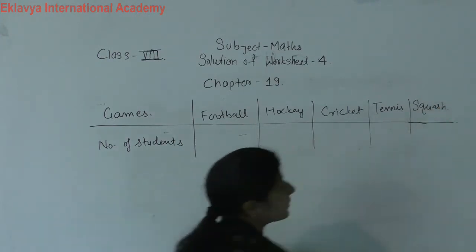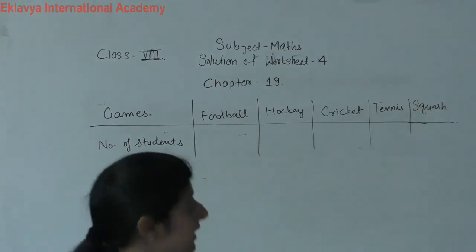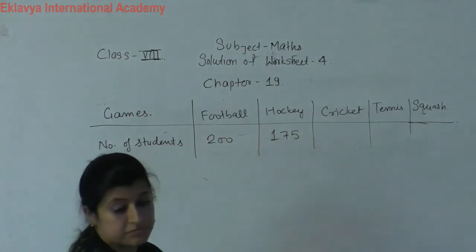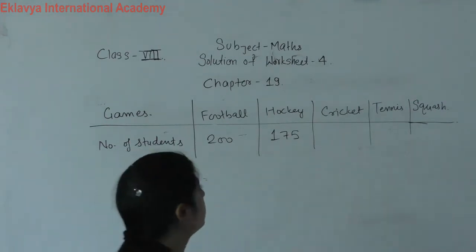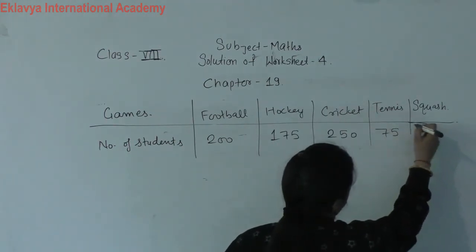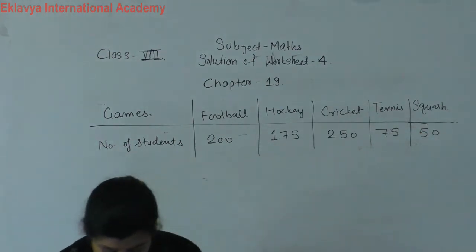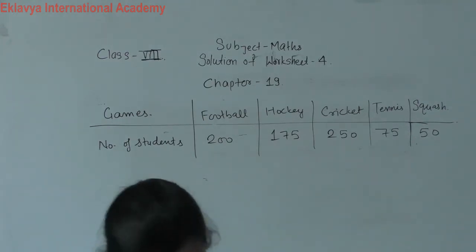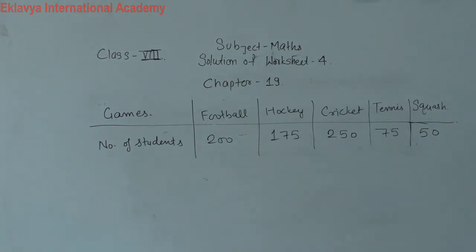In this, number of students given to you: 200, 175, 250, 75, 50. Your question is, present this information as a bar graph. You have to show the bar graph for it, which you already studied in your previous classes also, that how to draw the bar graph.